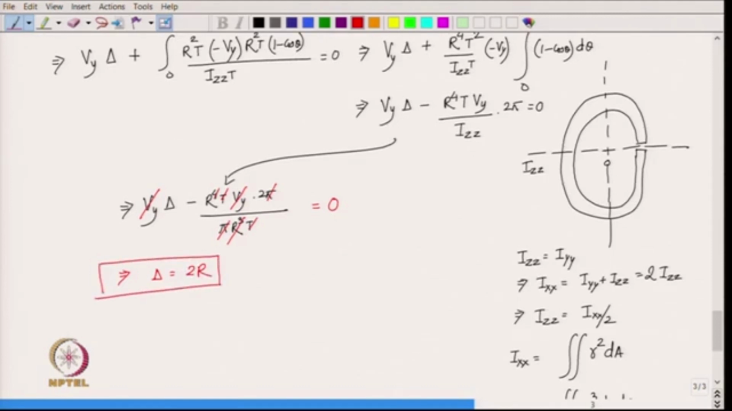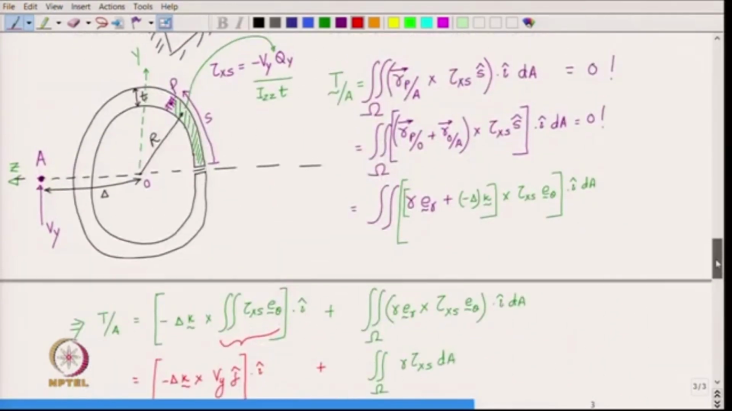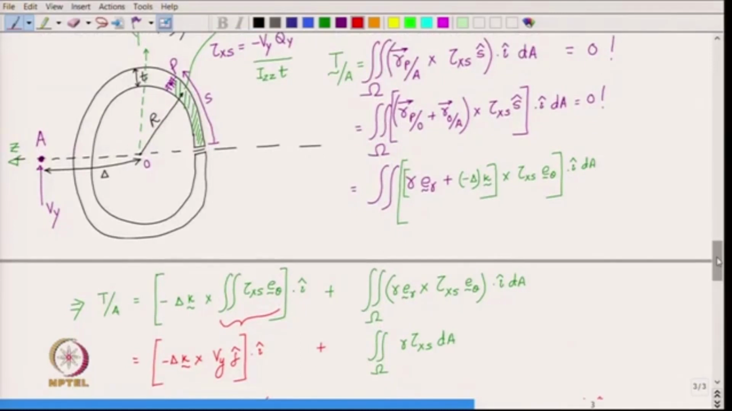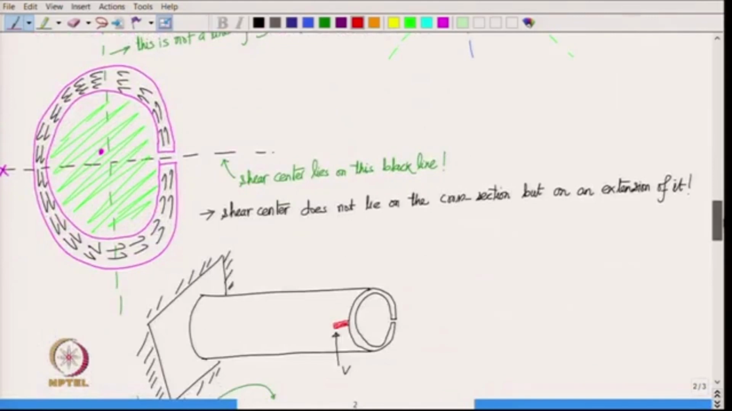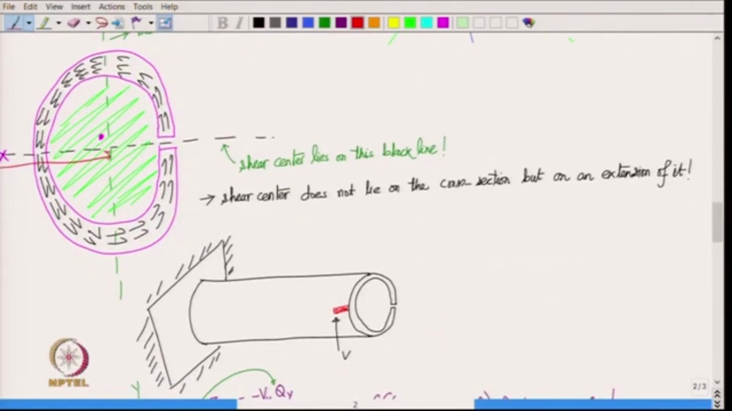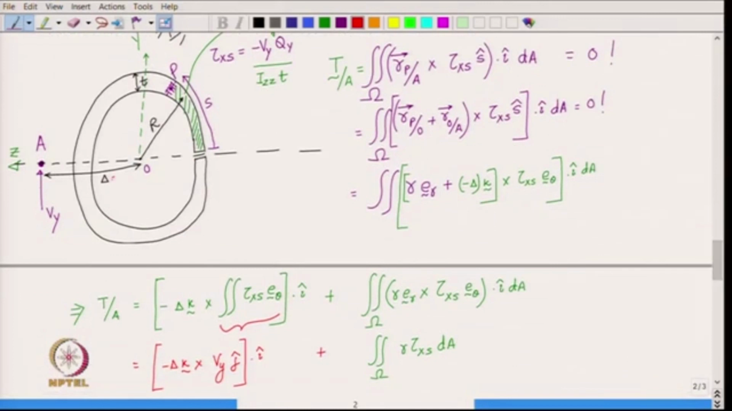Okay. So, that is how we get the position of the shear center, and you can see delta being 2 r, it indeed is out of this green region that we are talking about, is not it. So, here you have to go by 2 r to get to the shear center. So, when you go by r from the centroid, you get on the cross section, you have to go further r to get to the shear center. Okay. So, this delta basically here is 2 r, all right.